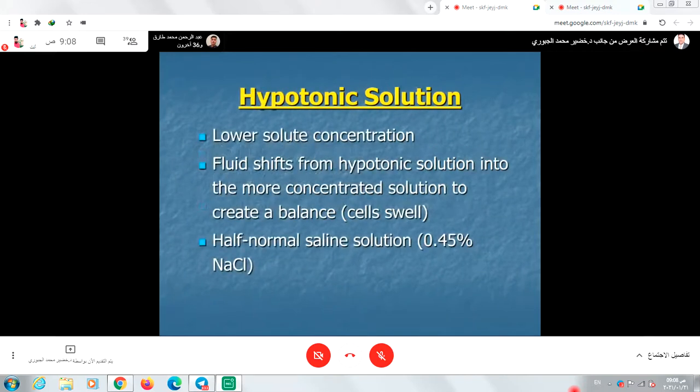Now, the hypotonic solutions, low solute concentration, a fluid shift from the hypotonic solution into the more concentrated solution to create a balance. Here, this cell will swell. For example, half normal saline solution. This is the hypotonic solution.